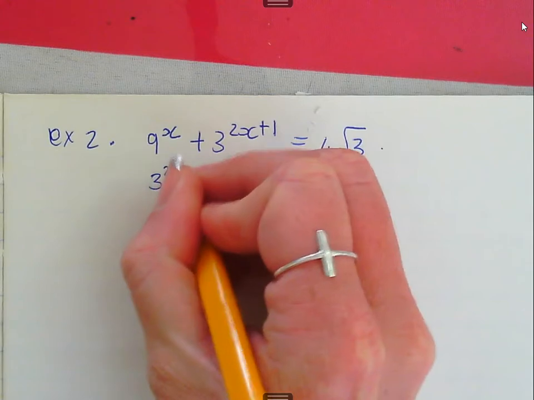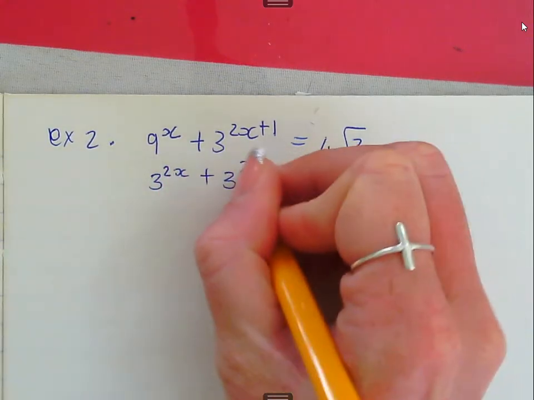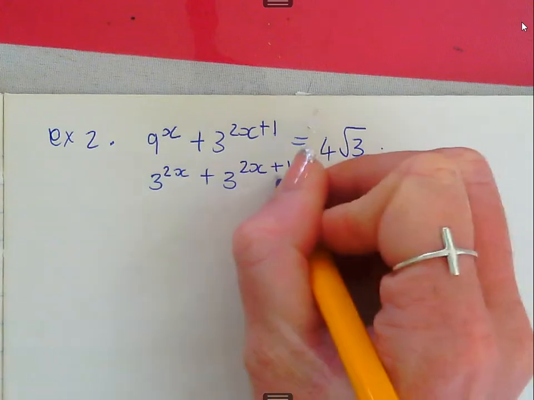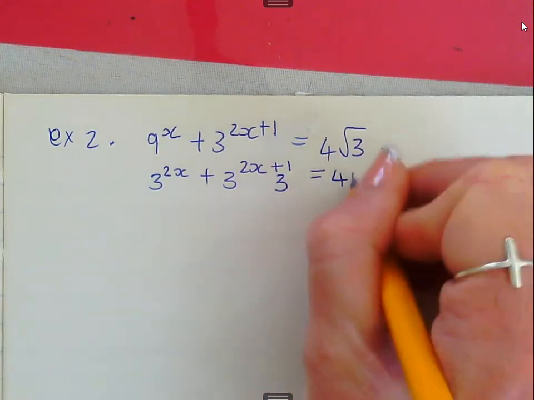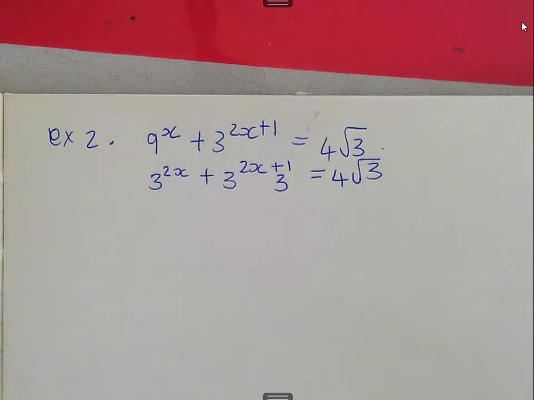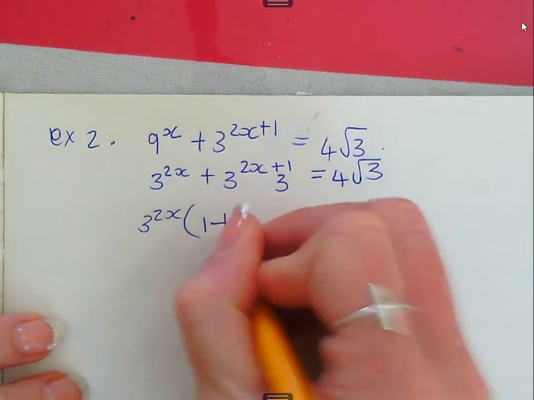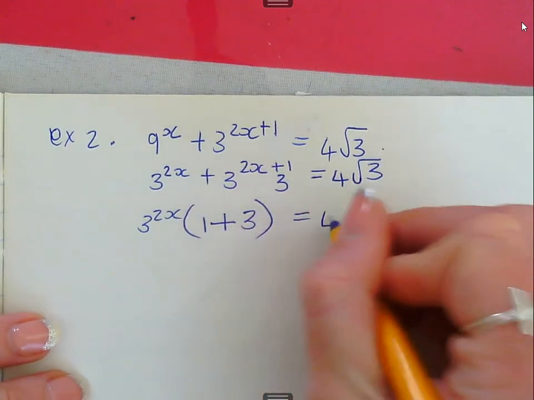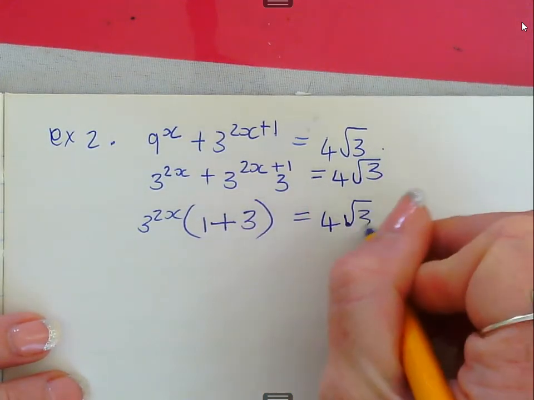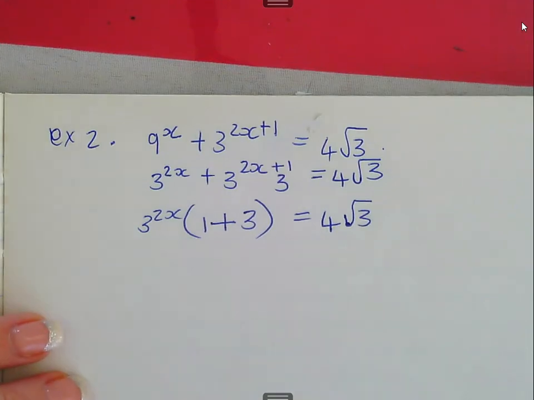3 to the power of 2x plus 3 to the power of 2x plus 1 and I just give it its own base. What can I do now? I can take out something in common. Do you see, Vanelle? Do you all see that? I take out 3 to the power of 2x and then I'm left with 1 plus 3. What's 1 plus 3? 4.